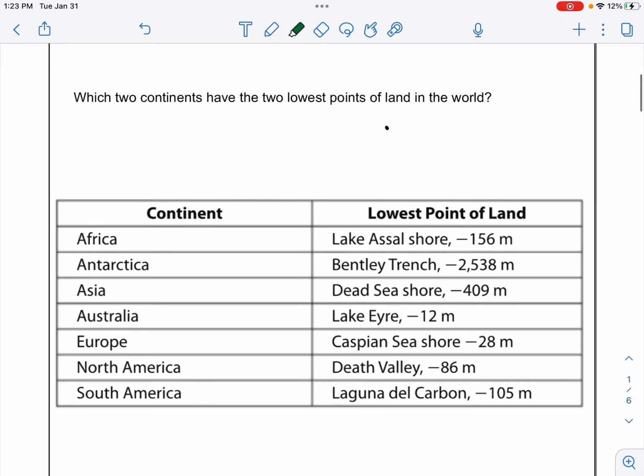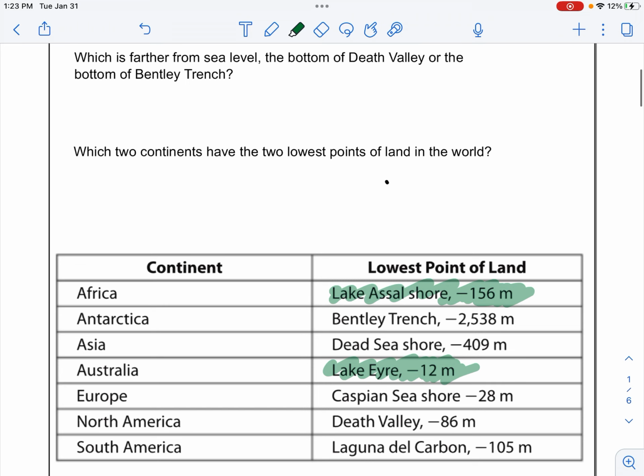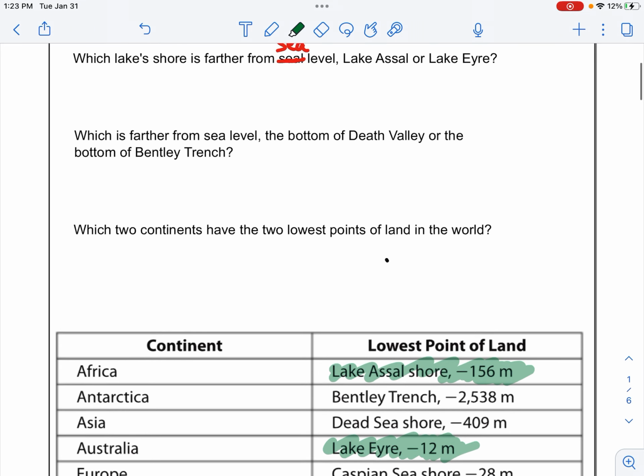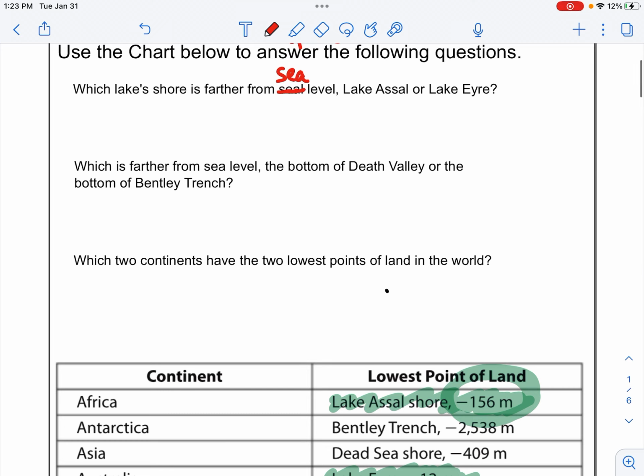All right, so when I look here at Lake Assal, their shore is negative 156, and Lake Erie is negative 12 meters. So when we're thinking about which one is farther away, the one with the larger number is the one that's going to be farther away from sea level. Okay, so this one's going to be Lake Assal.